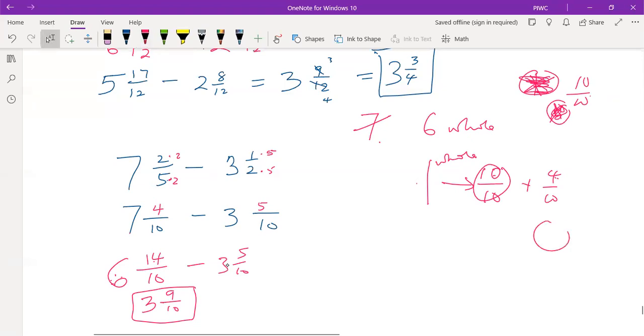So I have 4 parts. Let's say 4 parts: 1, 2, 3, 4. 4 out of maybe 10, the whole of this is 10. And I have another 10 out of 10 parts. So I put these two together out of the 10 parts. So it's 14 out of 10. Make sense now?